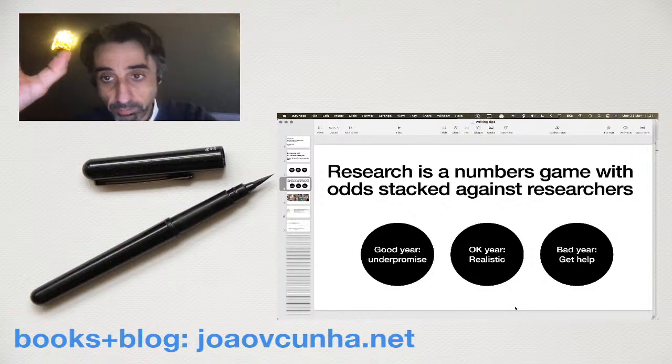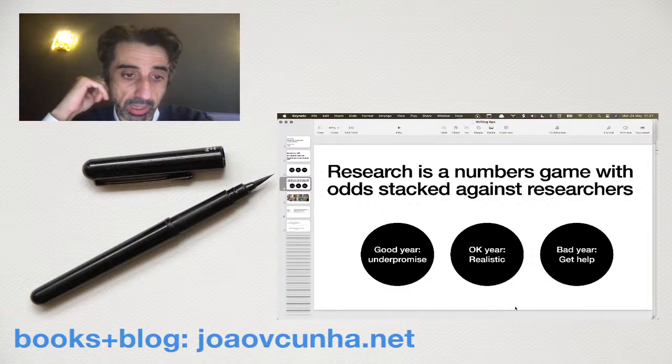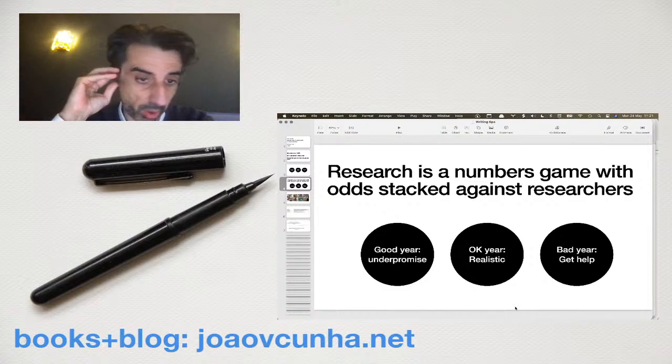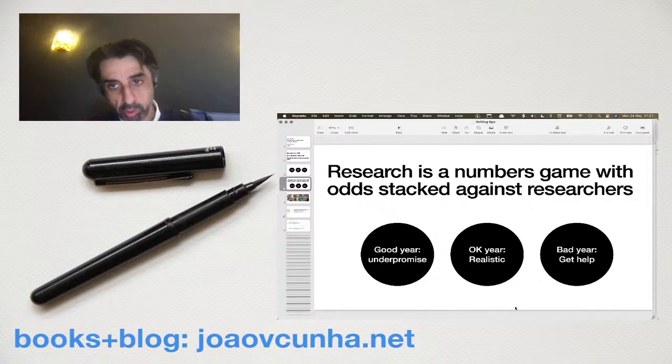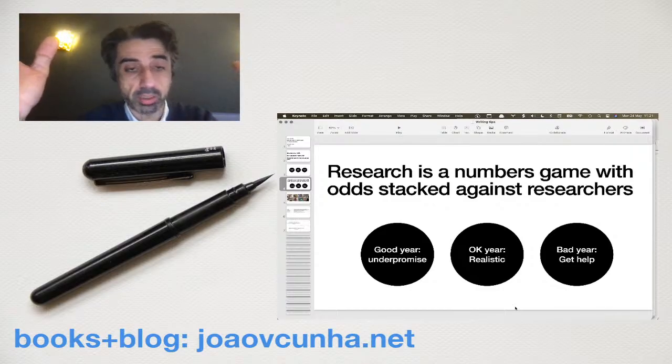So, if this is the case, this has to inform what you write in your annual activity report. Okay? So what does this mean? This means that in a good year, you under promise. So this is what I did when I published my MIS Quarterly and got an Org Science accepted in the same year. Right? I said, look, this is my pipeline for the next couple of years.